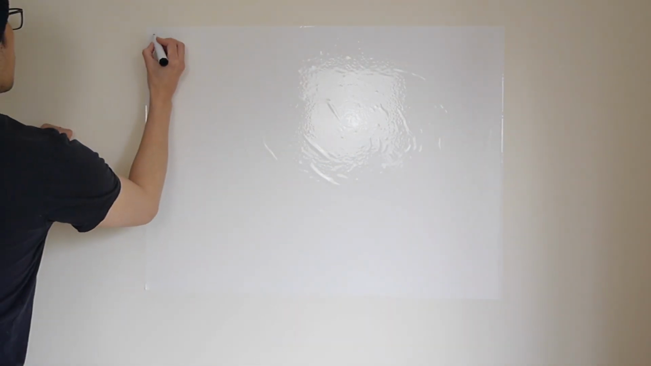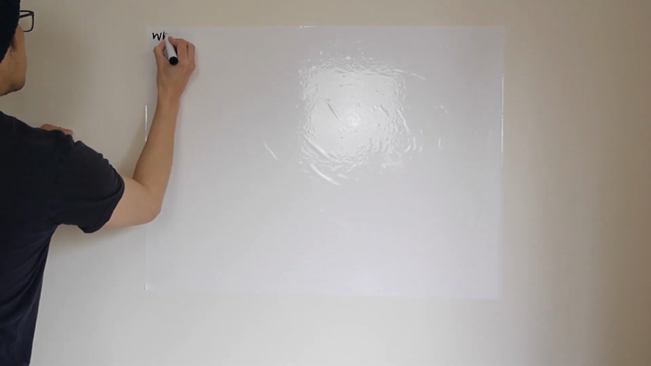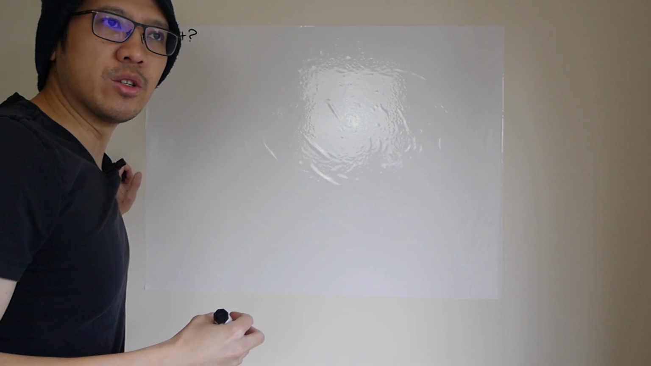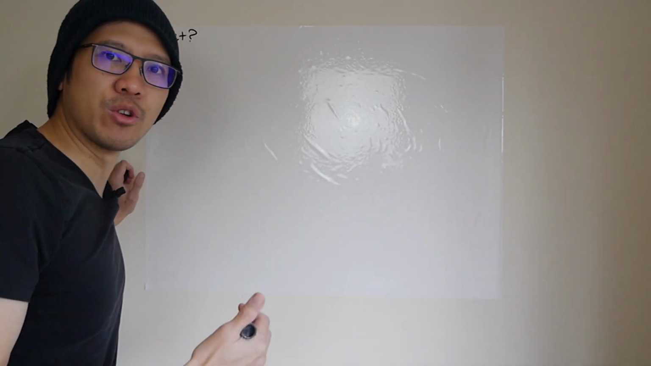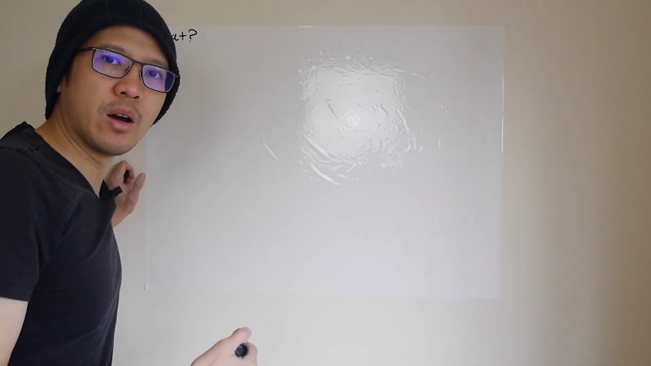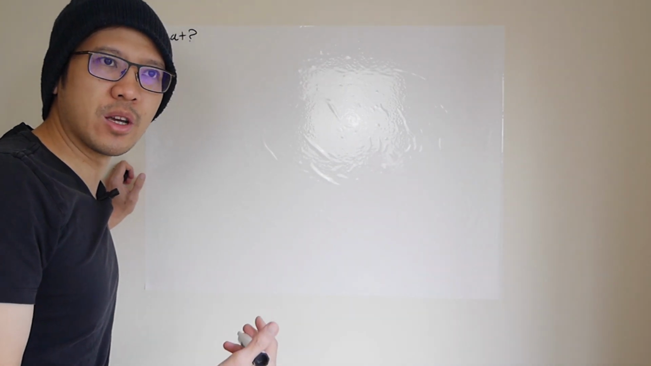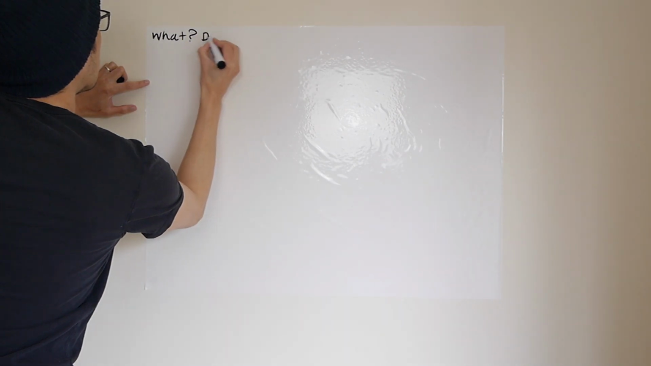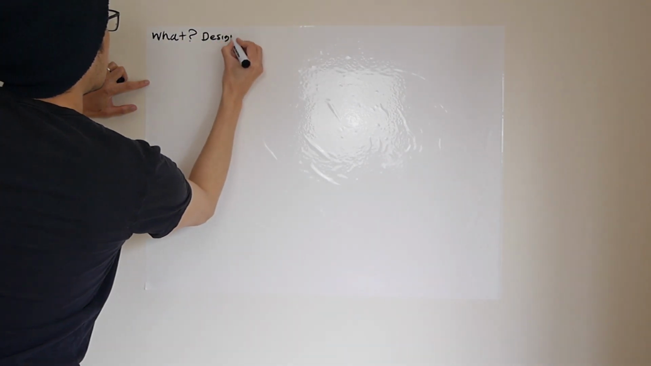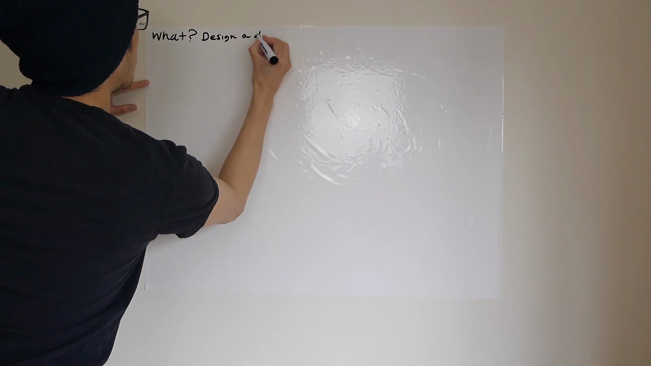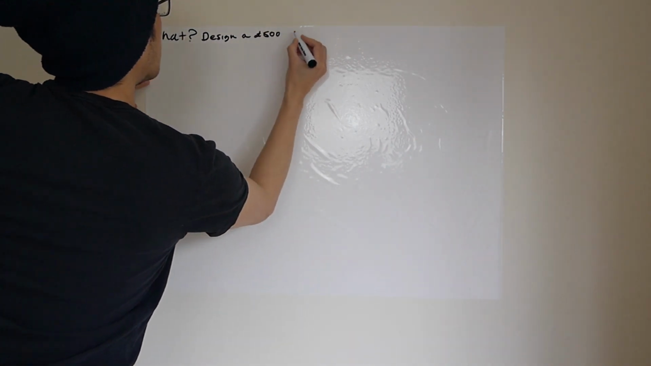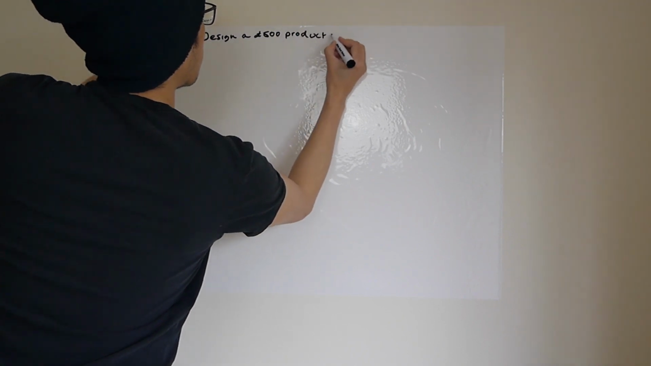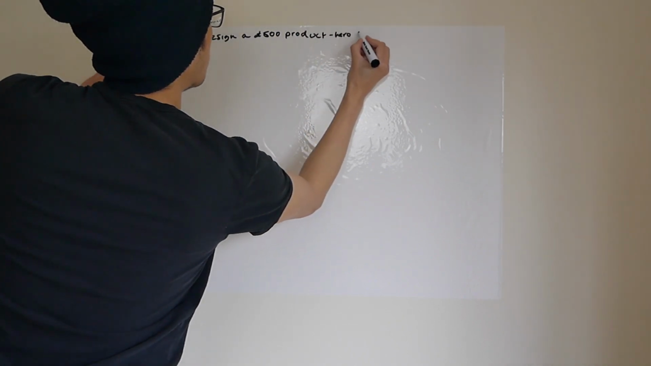So again, here we just say what. Today's challenge is we need to design a hero section for a high value product, let's say around £500. So design a £500 product. Hero section.